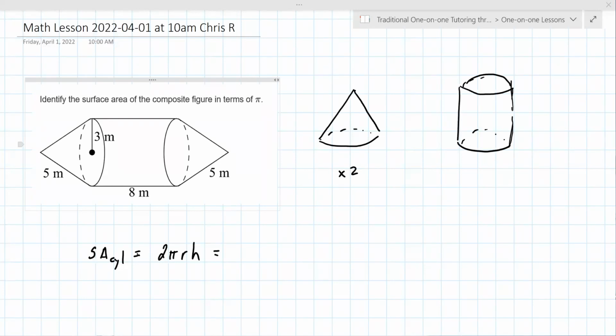Yes. Okay, so the value of r is 3, the value of h is 8. You follow that?